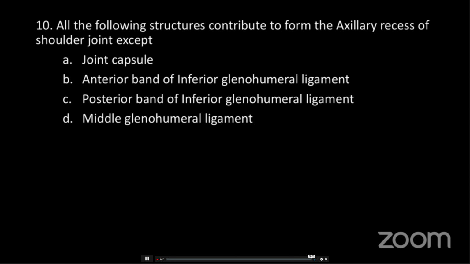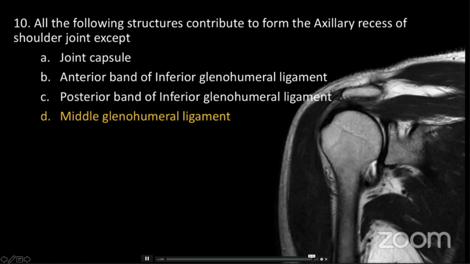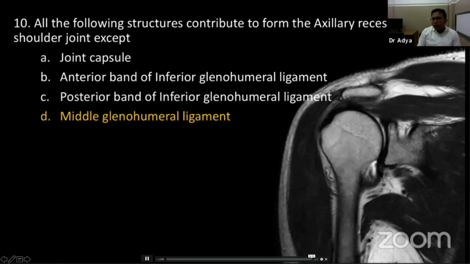So 66% of the attendees have answered D, 11% C, and 22% B, sir. Correct. Most of the persons have answered it correctly. The answer is middle glenohumeral ligament. Now, the axillary recess of the shoulder, or the axillary pouch, is formed predominantly by the joint capsule, which is reinforced anteriorly by the anterior band of the inferior glenohumeral ligament and posteriorly by the posterior band of the inferior glenohumeral ligament. Hence, middle glenohumeral ligament is the answer that does not contribute to form the axillary recess.